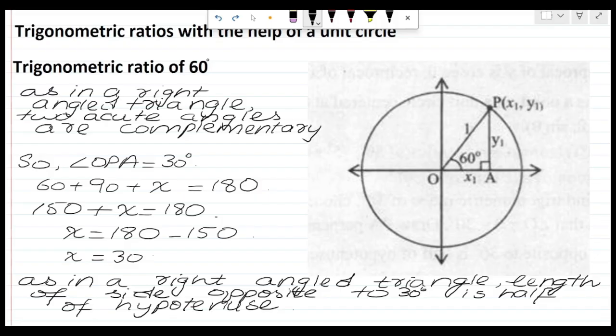Now, in a right angle triangle, the two acute angles are complementary. What does that mean? If you take 90 degrees, add 60 degrees, and let's assume this angle is x, then 90 plus 60 plus x will be equal to 180 degrees. 90 plus 60 results in 150, and 180 minus 150 is 30 degrees. So the value of x is 30 degrees. That is why we said that in a right angle triangle, the two acute angles are complementary.